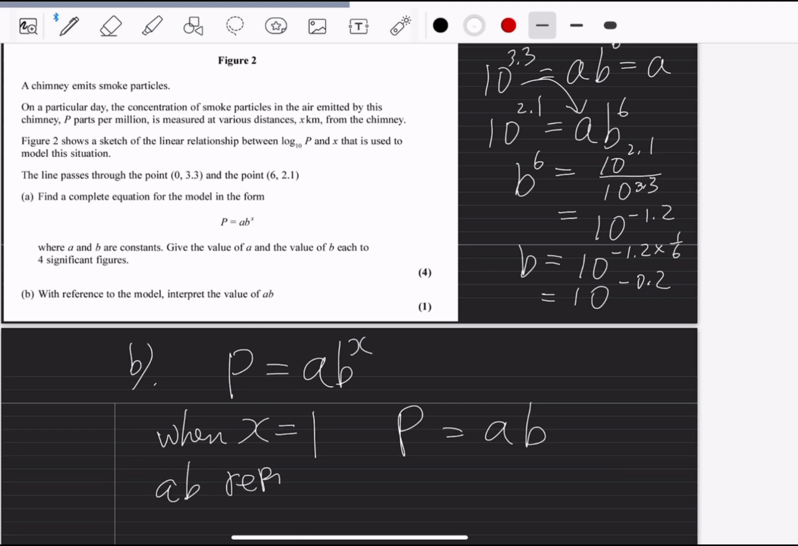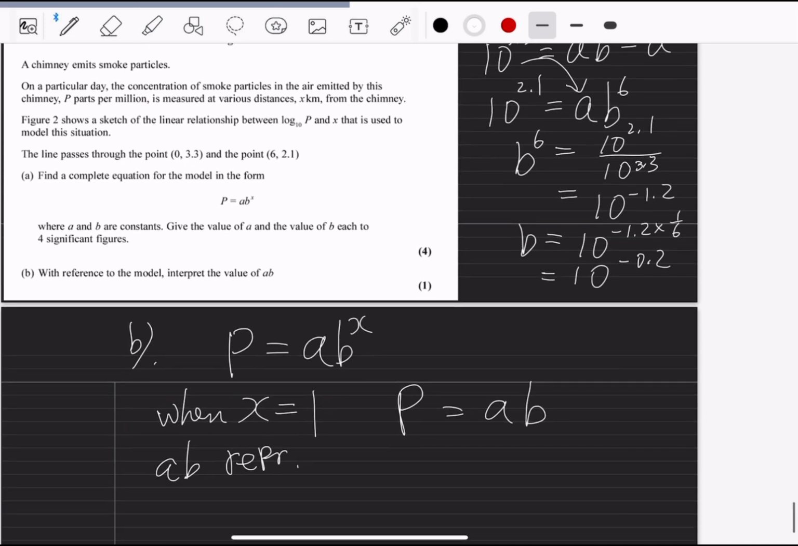represents the concentration, in parts per million, at 1 kilometer, because the distance x is 1.